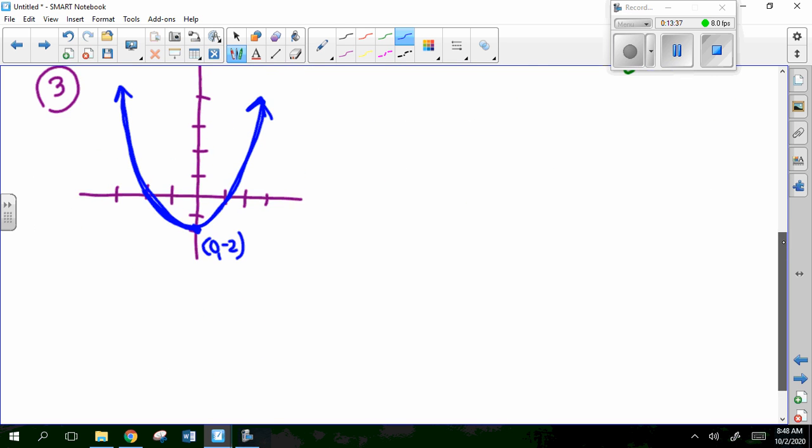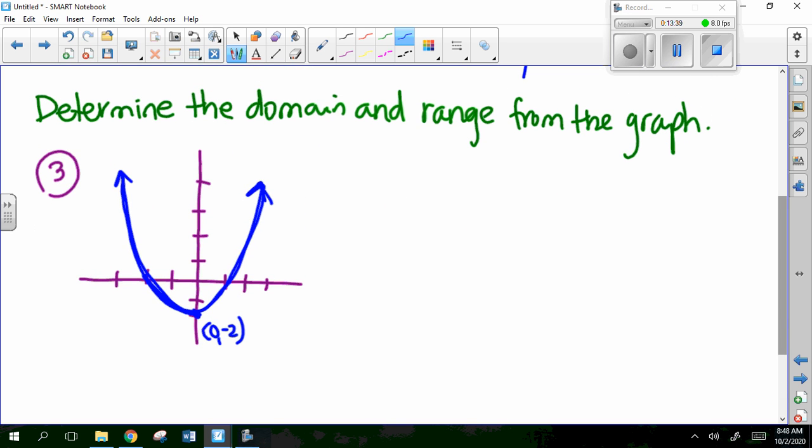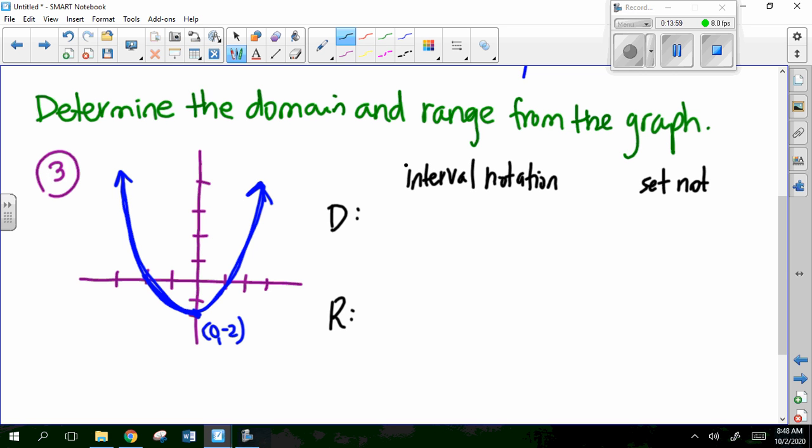All right, so now I want to figure out the domain and range. And this is where the whole idea of reading the graph from left to right, and bottom to top comes into play. Now, I want you to understand that we're actually going to do it in 2 notations because you need to be familiar with both. So we're going to do it in interval notation first, and then we're going to turn that into set notation.